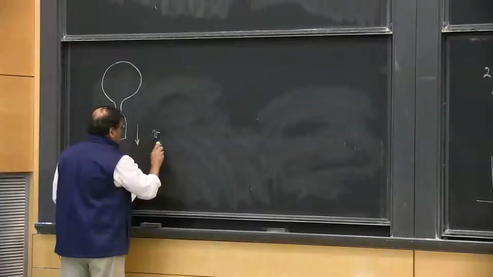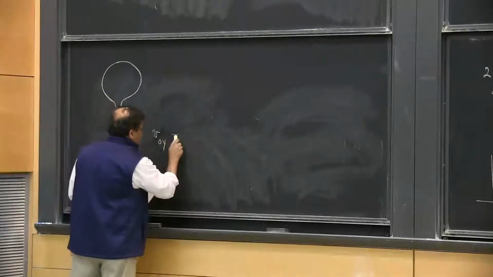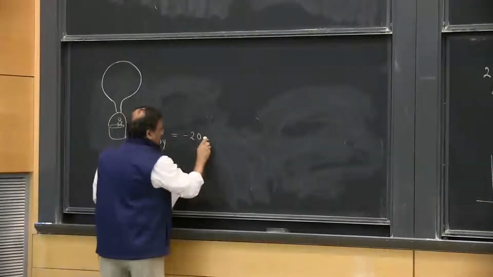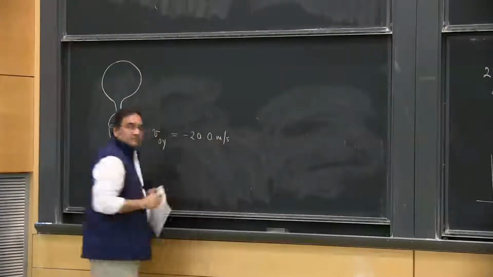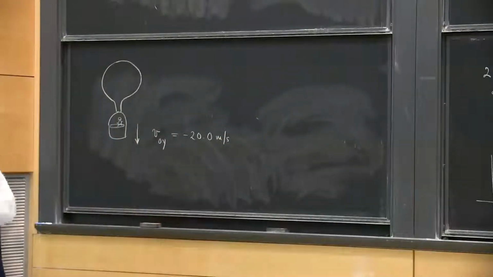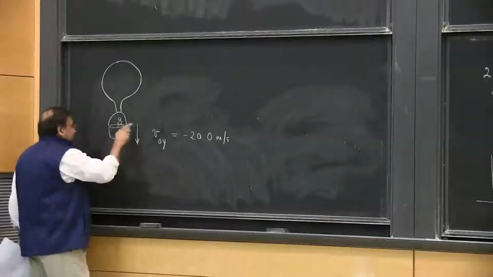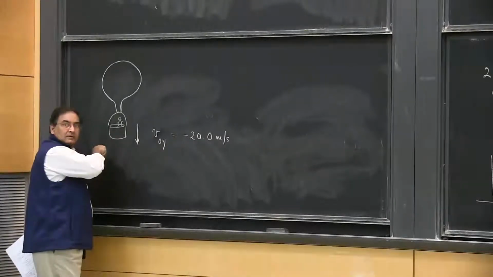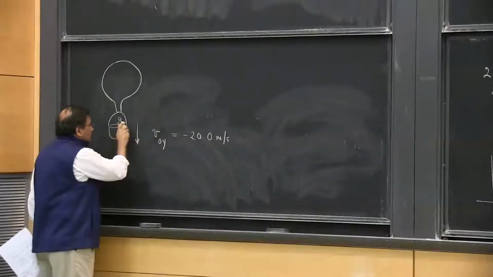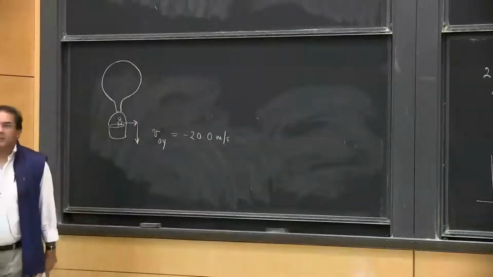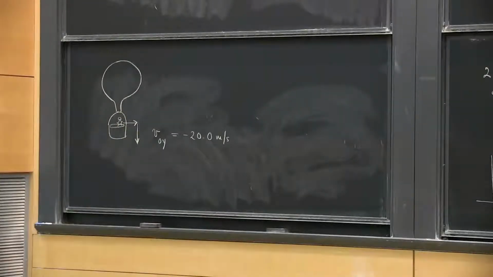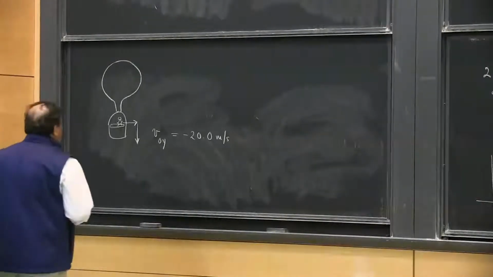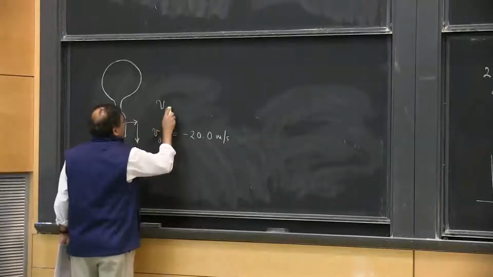Let's call it v0y for now, with minus 20 meters per second. And what you do is, as the balloon is coming down, you throw a rock horizontally. So if you throw a rock horizontally, let's say the velocity is v0x and this is 15.0 meters per second.